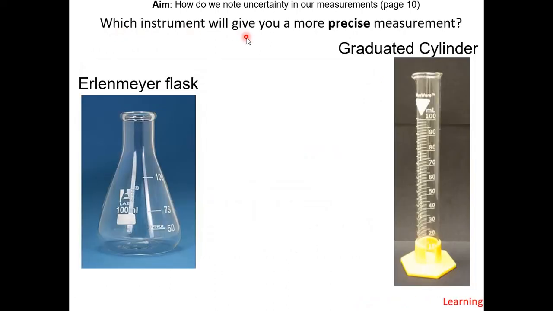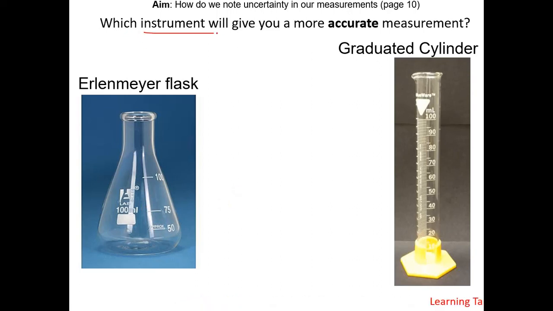Which instrument will give you a more precise measurement? So here we have an Erlenmeyer flask and a graduated cylinder. Both of these pieces of equipment are commonly found in labs. So which one is more precise? So I think you should know, based on what we just discussed, it is the graduated cylinder. It has more lines than the Erlenmeyer flask.